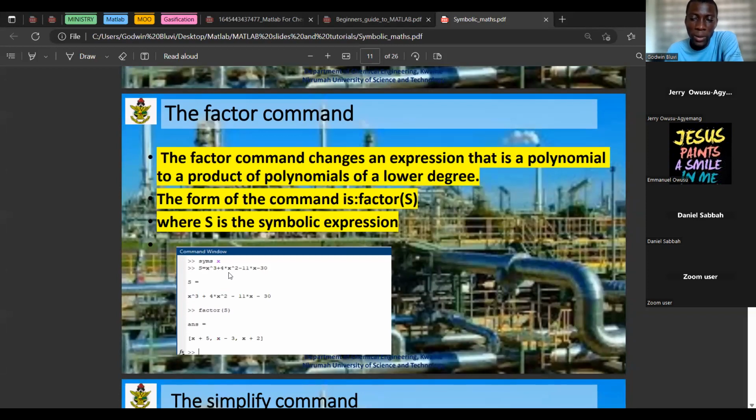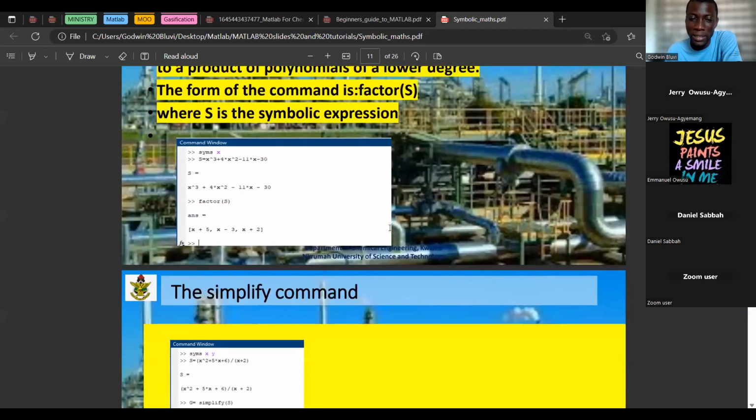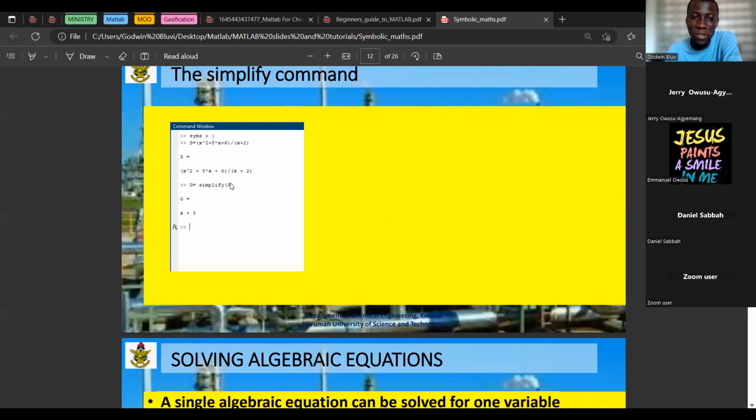Then there is factor. We know what factor does. You are supposed to factorize something, and it will factorize it for you. The factor command changes an expression that's a polynomial into a product of polynomials of lower degrees. That's like factorization in SHS. You get it? And then there's also simplify. So you have something like this, and you are supposed to divide something by something. You can use the simplify command to do so.